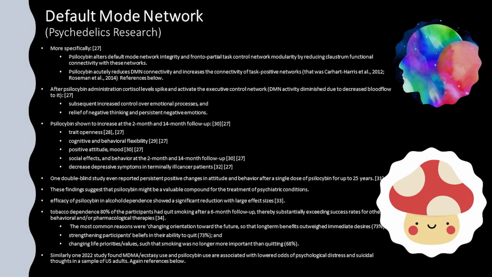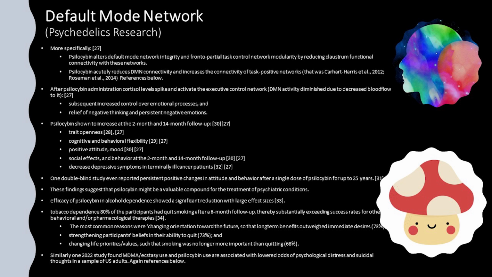So then after 2 months and 14 months after the experience, they were rated on trait openness, cognitive behavioral flexibility, and positive attitude and mood, as well as social effects and behaviors. And they all rated very high on those, as well as a decrease in depressive symptoms in terminally ill cancer patients. One double-blind study even reported persistent positive changes in attitude and behavior after a single dose for up to 25 years. So these findings suggest that psilocybin might be a valuable compound for the treatment of psychiatric conditions.